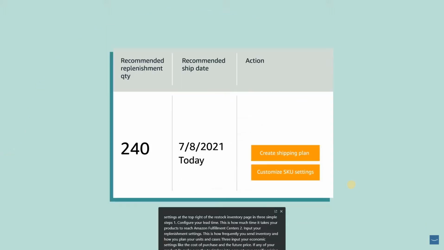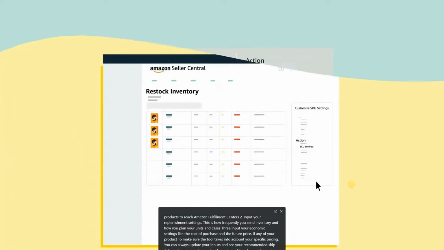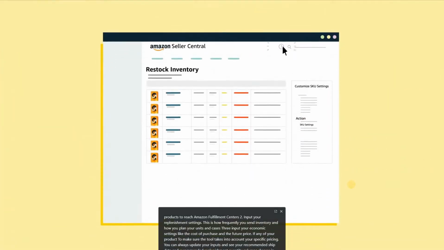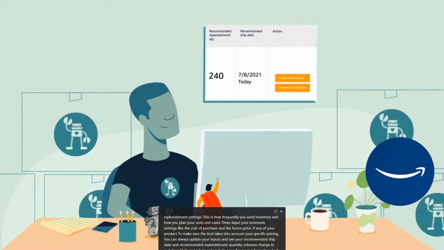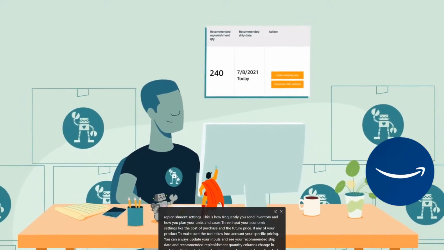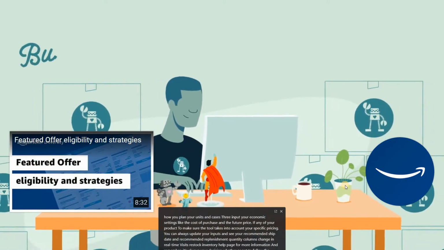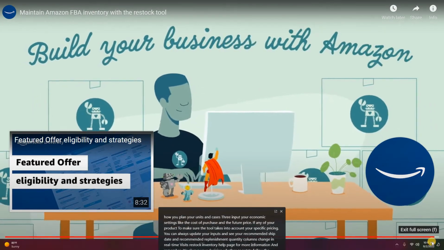You can always update your inputs and see your recommended ship date and recommended replenishment quantity columns change in real time. Visit Seller Central's Restock Inventory help page for more information. And remember, it's always your decision whether or not to follow the recommendations. Try it out for yourself and build your business with Amazon.